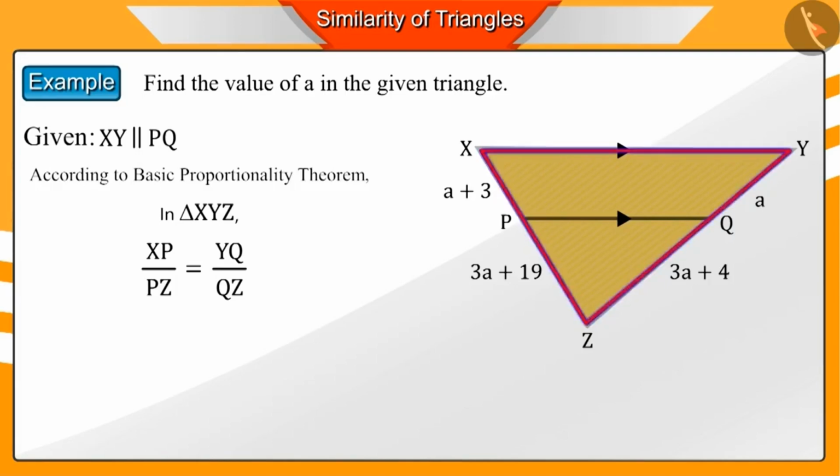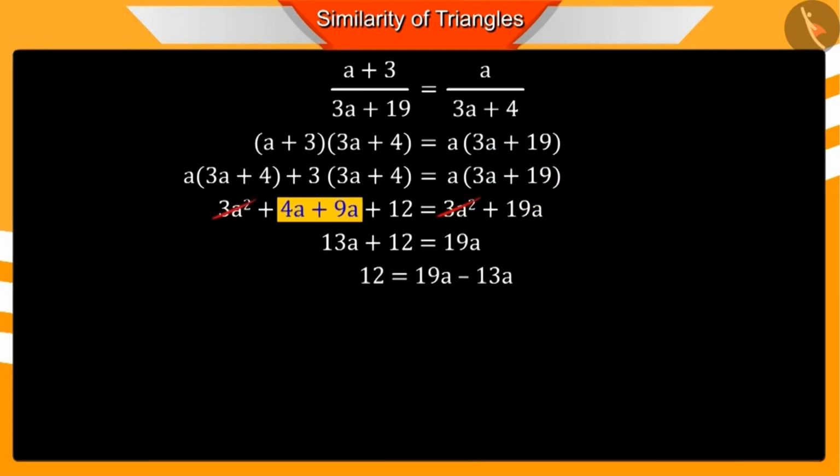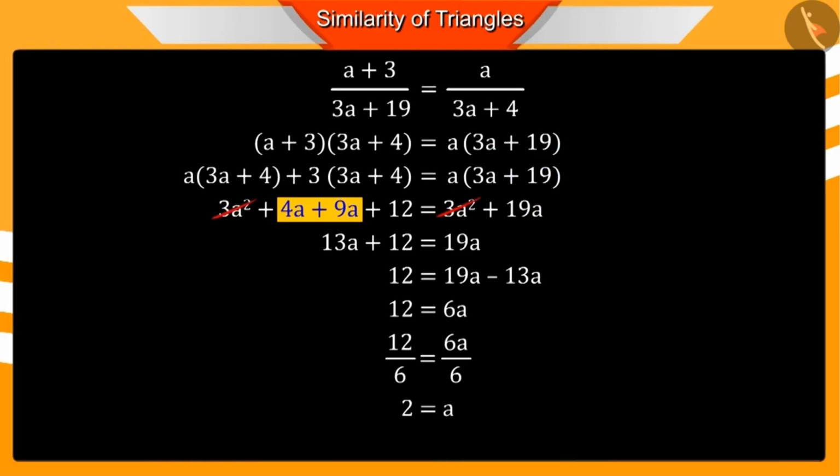In the figure, we can see that XP is equal to A plus 3, PZ is equal to 3A plus 19, YQ is equal to A, and QZ is equal to 3A plus 4. On cross-multiplying and solving, we get A is equal to 2.